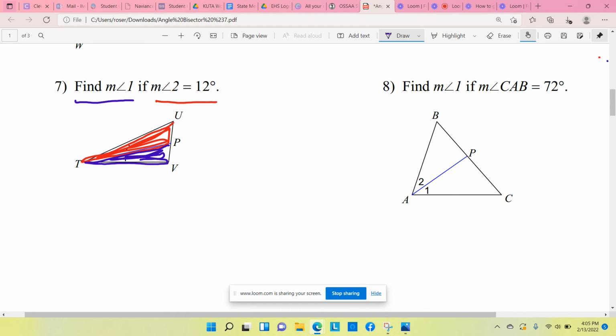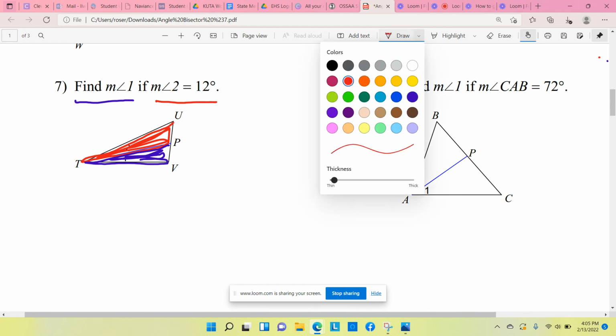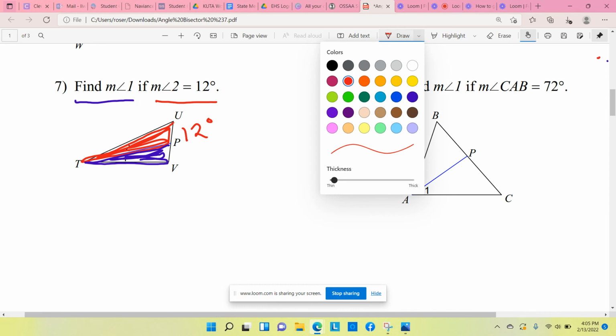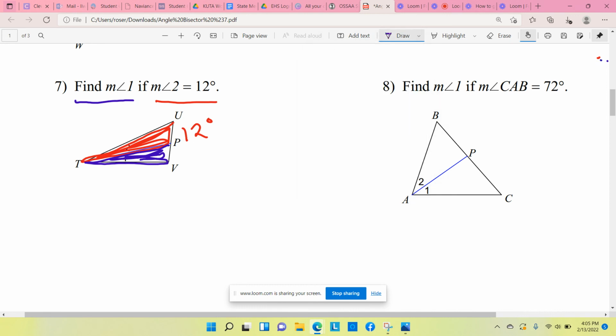Yes. How in the world are we going to do that? Well, let's finish labeling what we know. We know that angle 2 is 12 degrees. What do we know about angle bisectors and the whole thing? It takes the whole thing and does what? Splits the whole angle into 2 equal angles. So if one of the smaller angles, one of the parts is 12 degrees, what's the other part? Don't double it, don't divide it. It's also 12 degrees, and that is our answer. If angle 2 is 12 degrees, angle 1 is also 12 degrees.